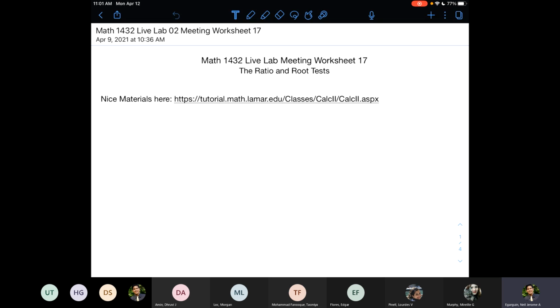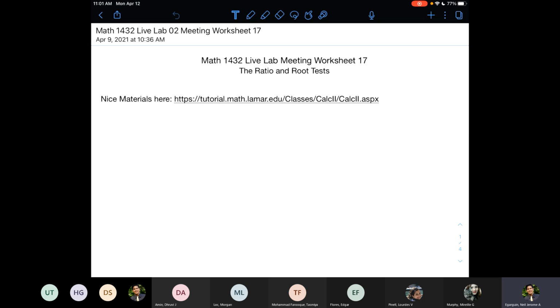So today we'll continue our discussion about testing for the convergence or divergence of series. I have worksheet 17 here about the ratio and the root tests. But again, as usual, if you still have some questions about previous topics, or if you have encountered some challenging questions in your quizzes or homeworks about the tests that we have considered so far, just let me know via the chat.